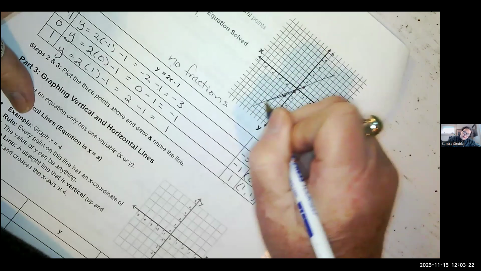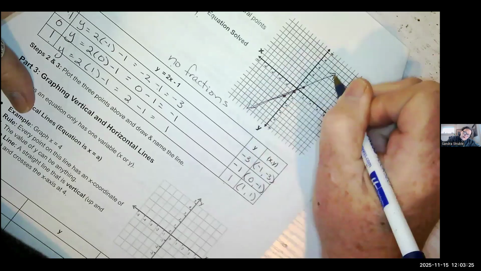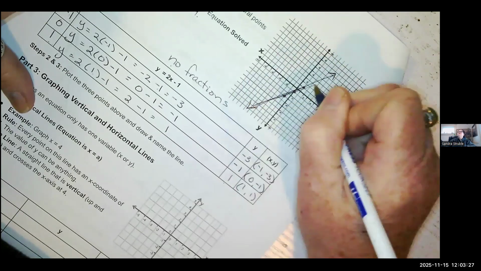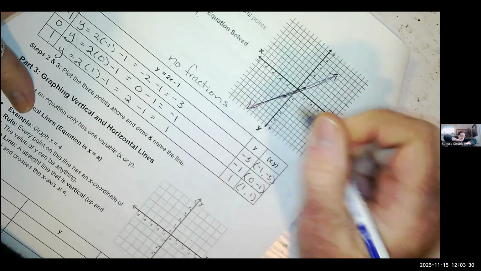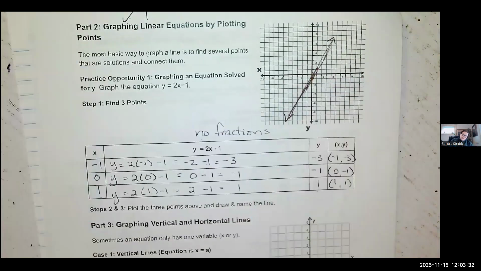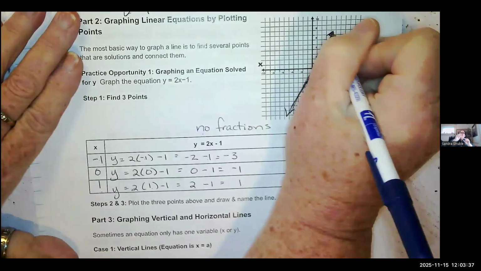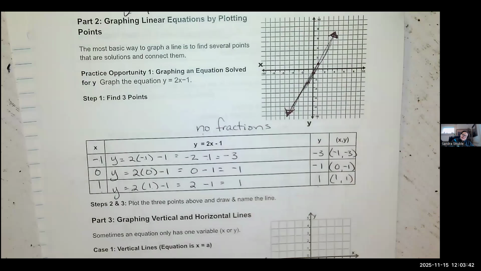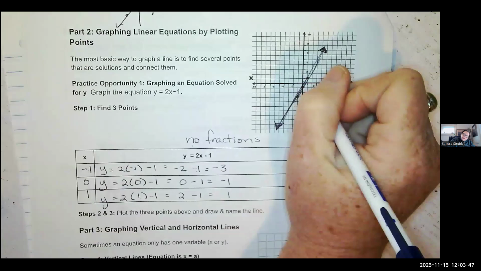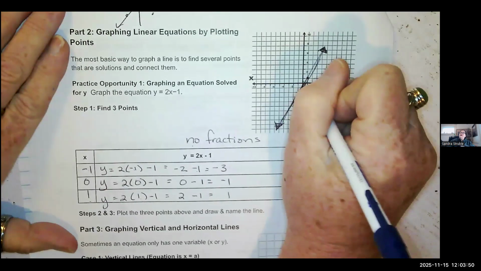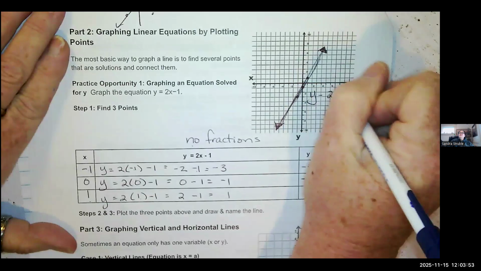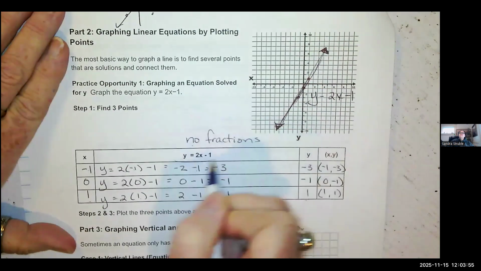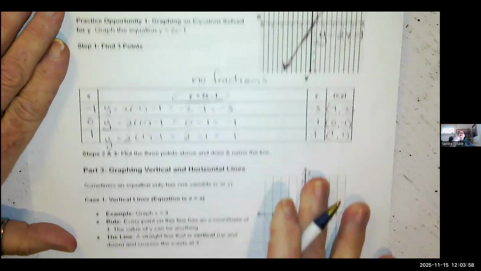Now, when you draw a straight line, you need to represent the fact that this line is not stopping at these 3 points. It's going on and on forever. So you need to create little arrows, however you want, at the ends of the line to show that it's going on and on. And then lastly, the last thing that you do for this, and please do so because otherwise there's points off, is label your line. Just use what was given. All right, let's go to the next one. Plot 3 points above, and okay, I already did that.